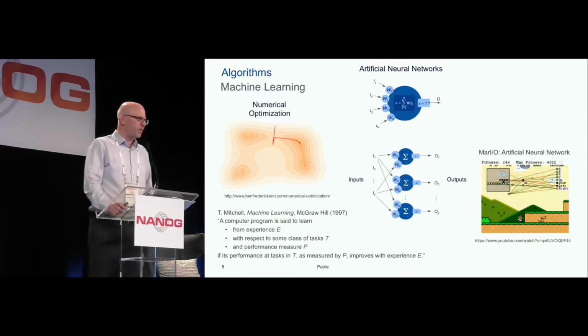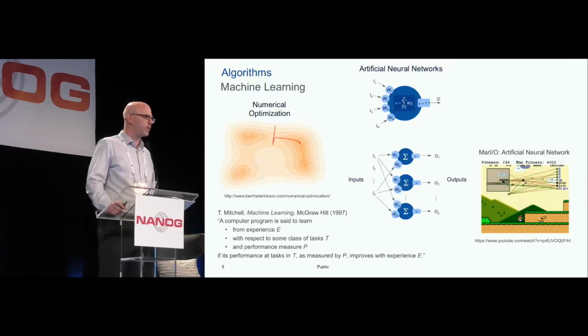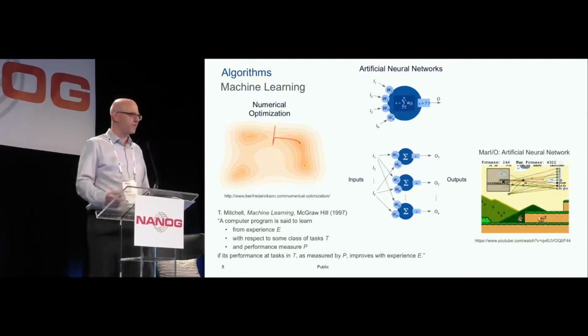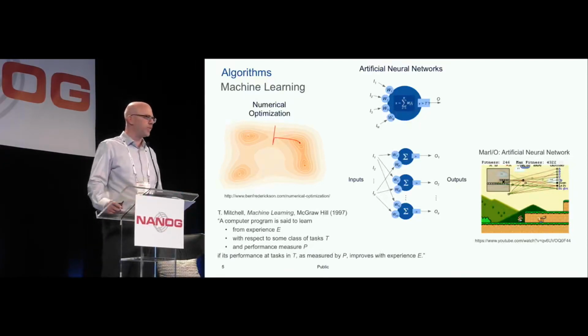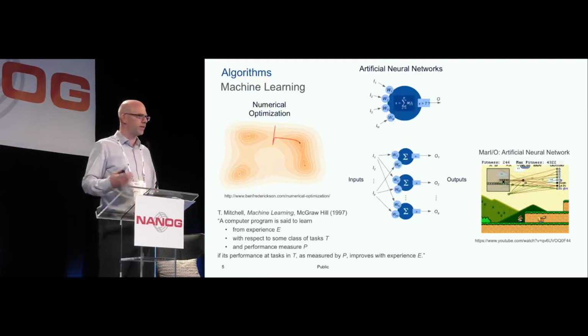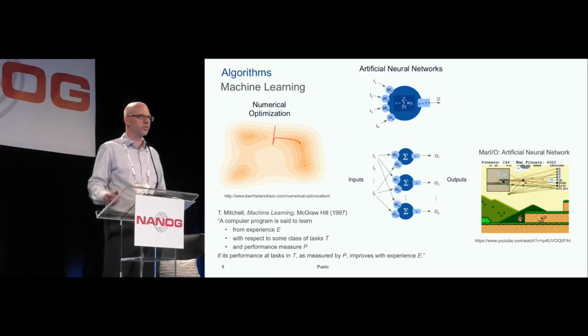Just to give a general definition of machine learning: a computer program is said to learn from experience with respect to some class of tasks and performance measure if the performance of the task, as measured by that performance measure, improves with experience.